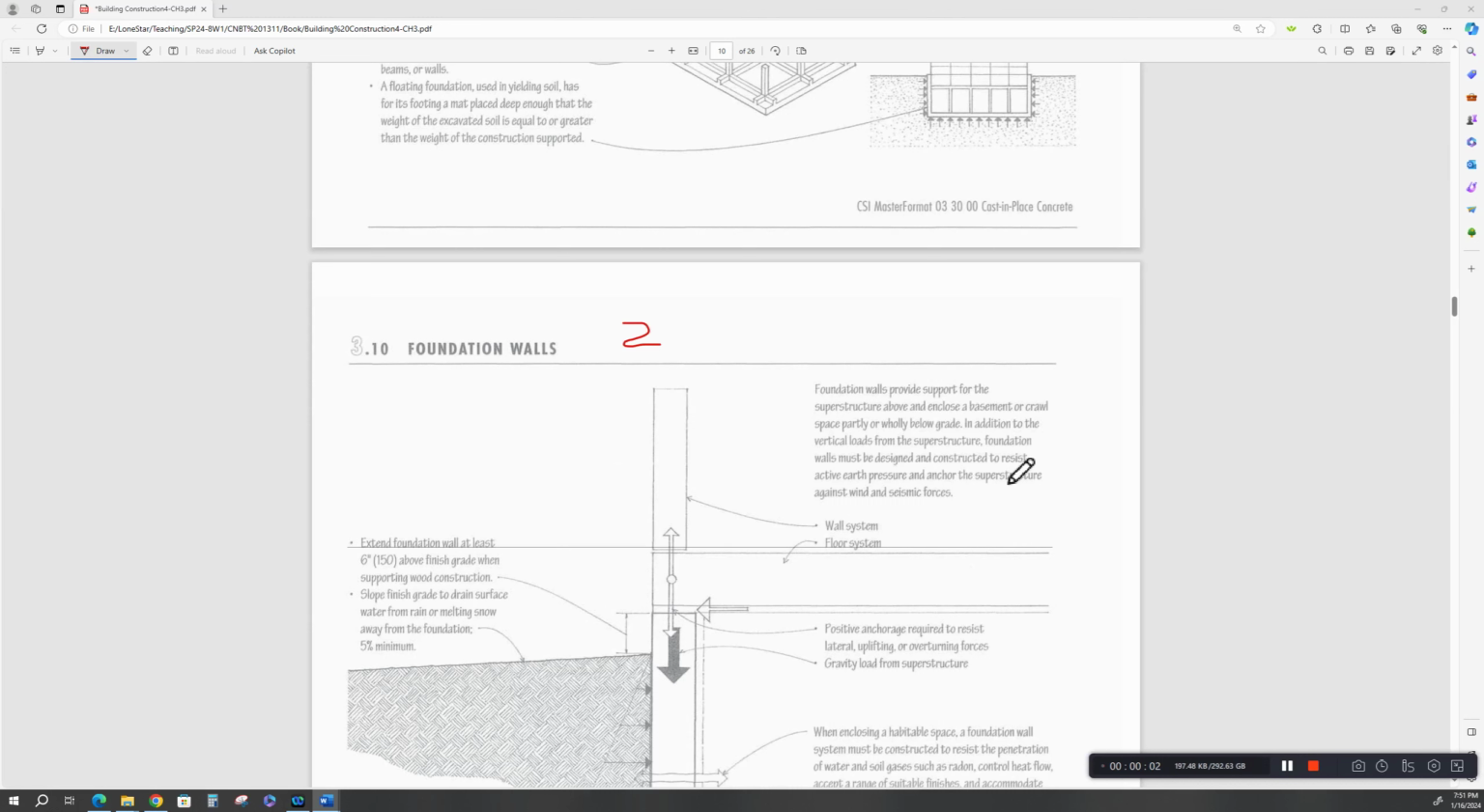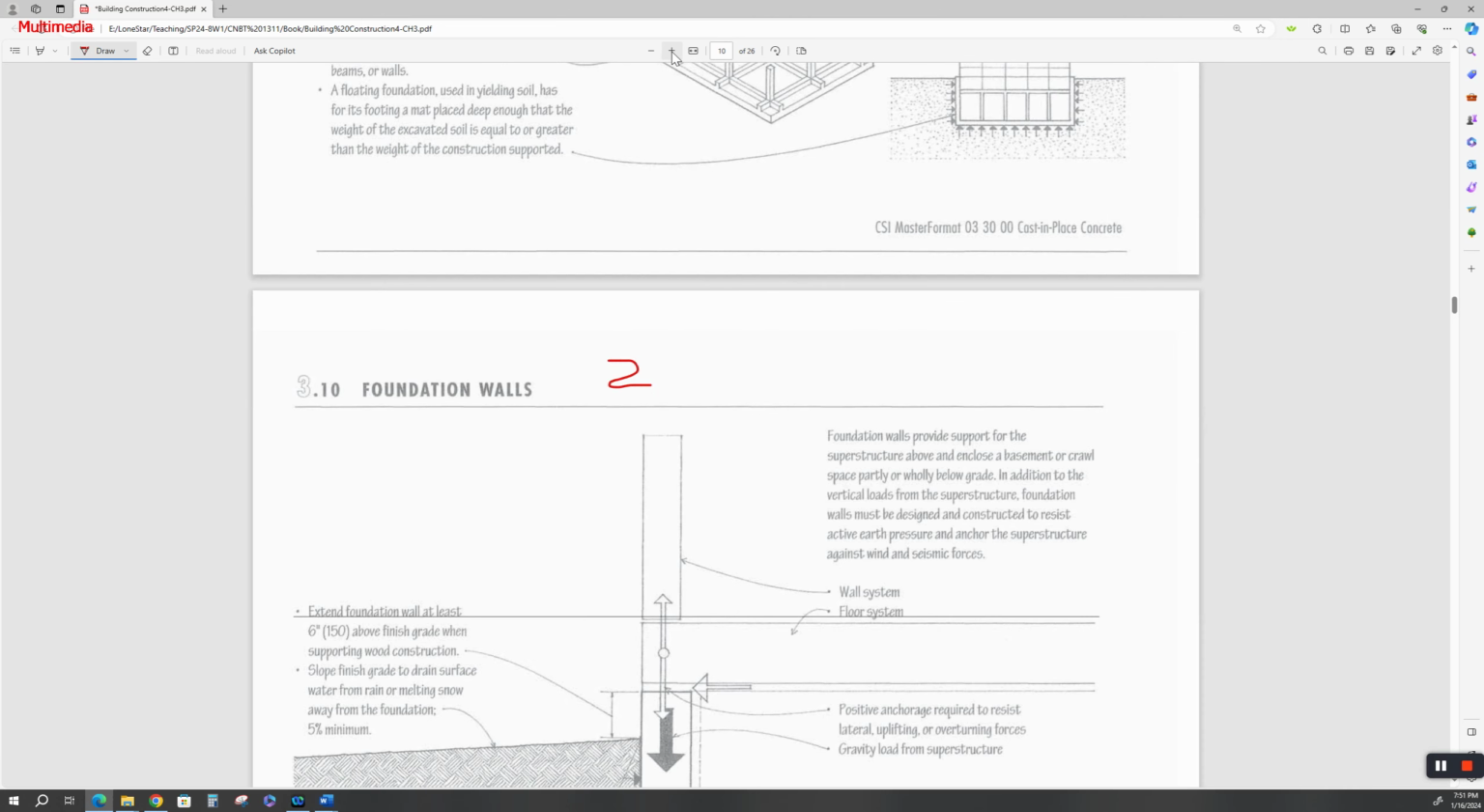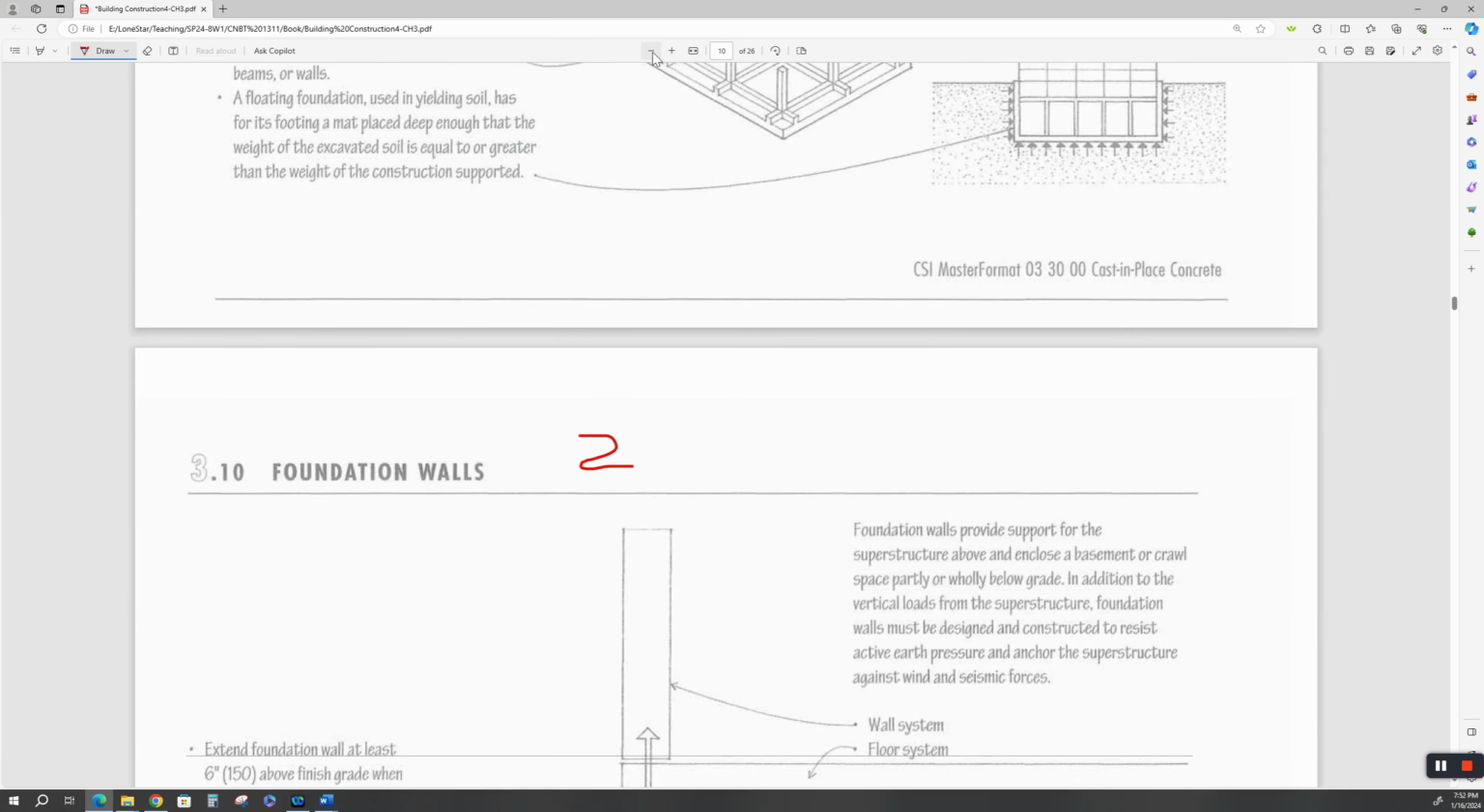All right, we're live back again for CNBT 1311. We're still in Chapter 3. This starts foundation walls. Now, we have discussed foundation walls previously. We're going in the wrong direction.